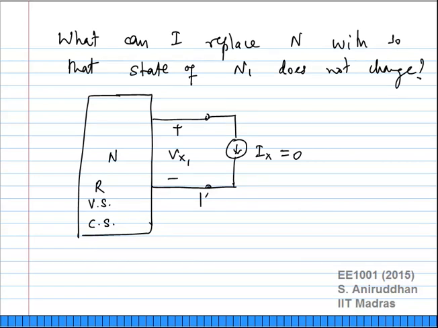So what I want to do is replace this network N by something simpler across these two terminals 1 and 1 prime, such that it looks exactly the same. Electrically, it should look the same. When we say electrically it should look the same, what do we mean? The voltage behavior and the current behavior should be the same. Is that clear?